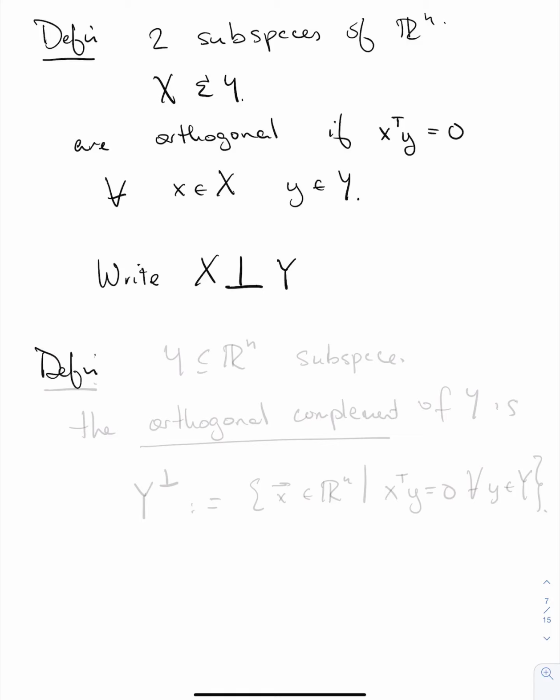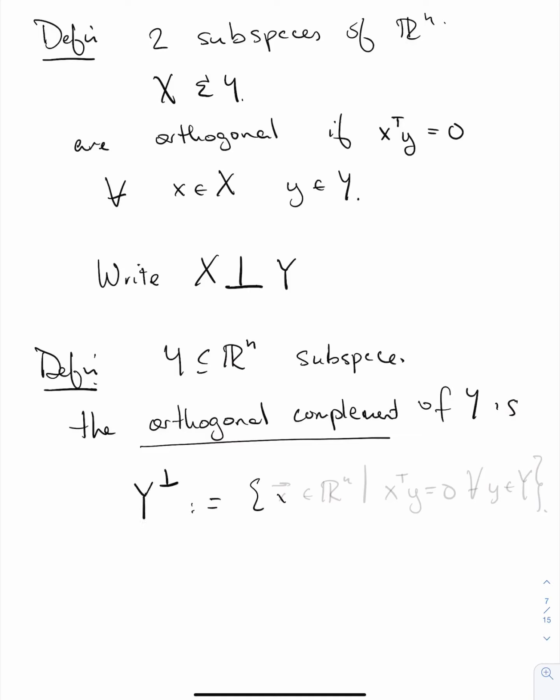Definition. Say Y is some subspace of R^n, as before. The orthogonal complement of Y, this is the notation, is defined to be all the vectors in R^n that are orthogonal to all the vectors in Y.